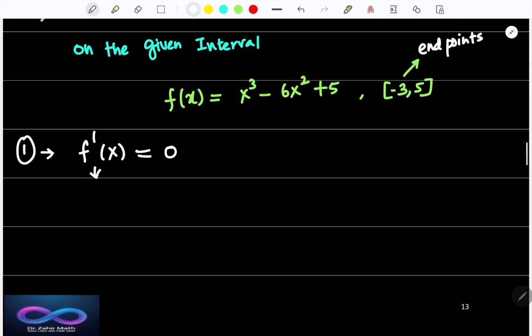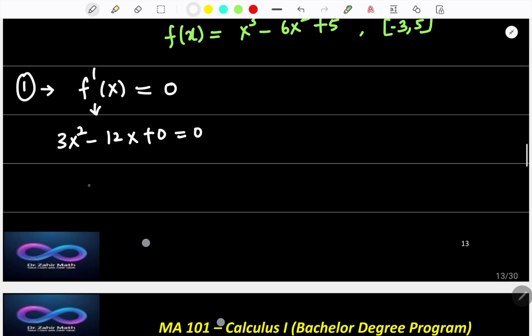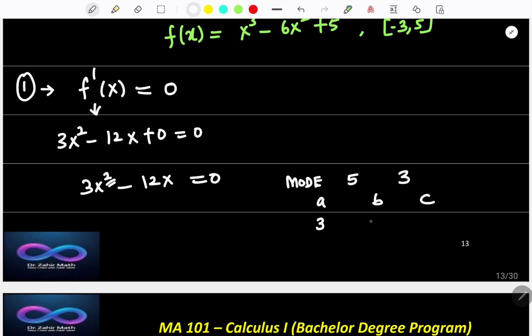What is your f dash of x? Take the derivative of this. 3x square minus 12x plus 5 is what? 0 equal to 0, right? So 3x square minus 12x is equal to 0, right? Now it is a quadratic equation. Take your calculator. Mode 5, 3. A, B, C. A is 3, B is negative 12, C is 0. Why C 0? No number.